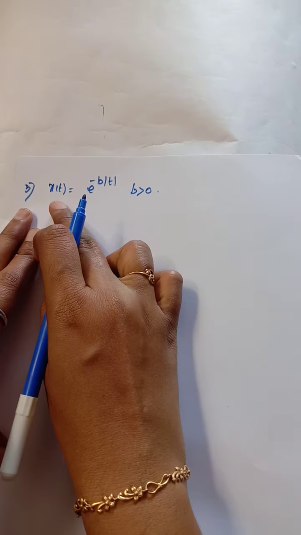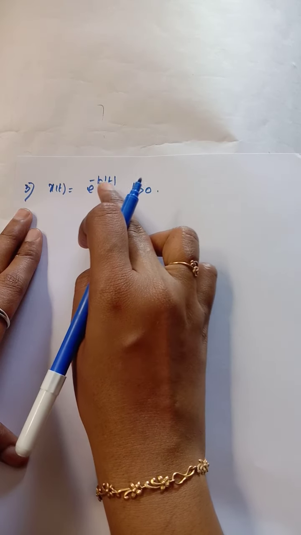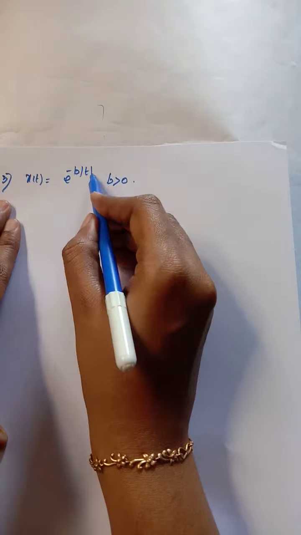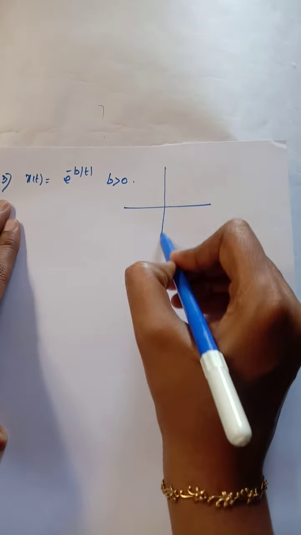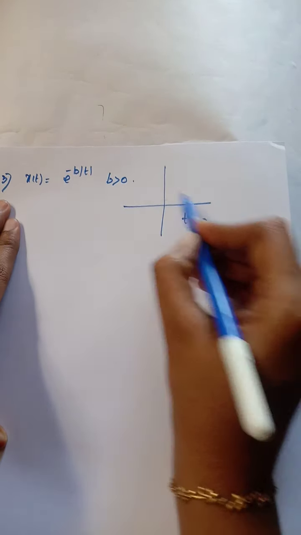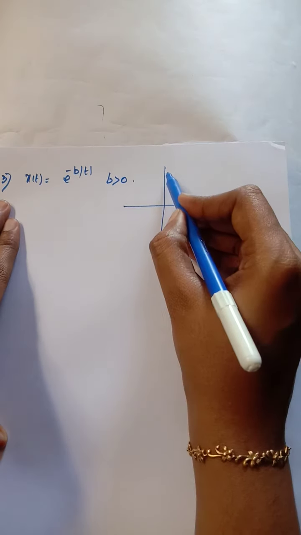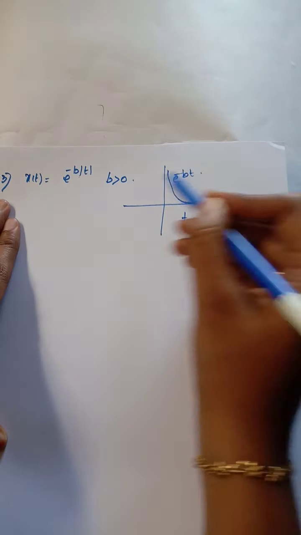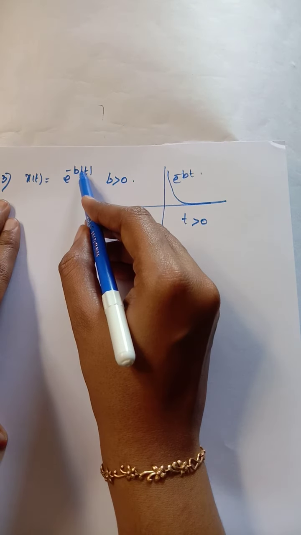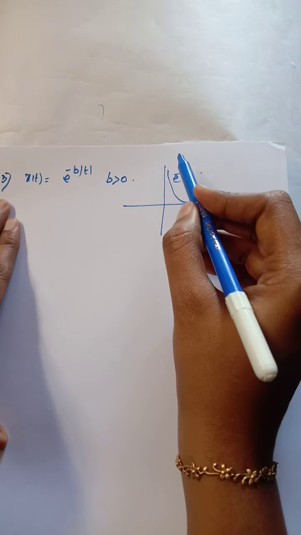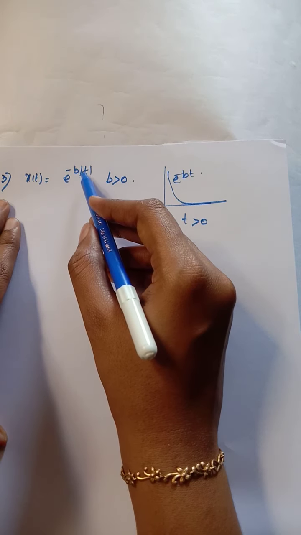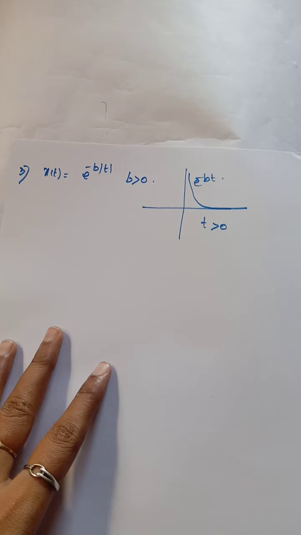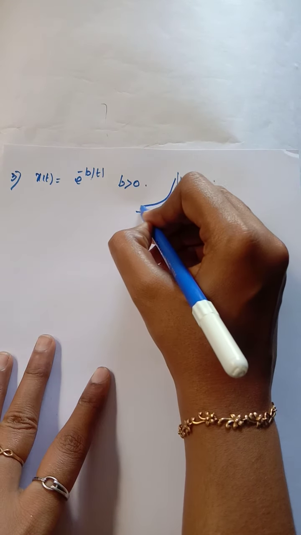Next, the third problem is x of t equal to e power minus b mod t, for b greater than 0. Now here what we need to do is that mod t represents both time durations. Okay, so for time t greater than 0, when you substitute a positive value, you will get e power minus bt. So this is your signal. When you substitute a negative value, you also get the same e power minus bt, so you will also get the same decreasing function here.